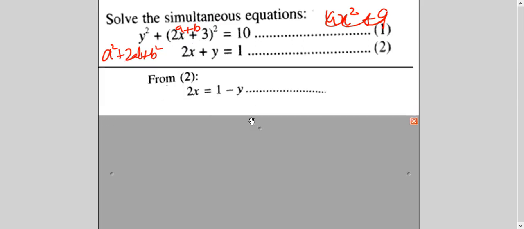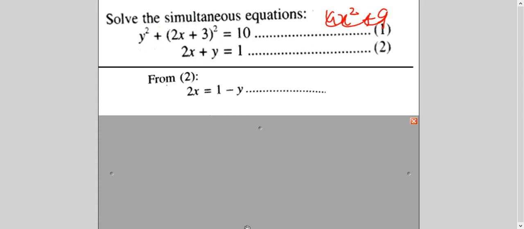Now, because we are solving simultaneously, we have to make a substitution. This is my linear equation. This is my non-linear equation. So make y the subject or 2x the subject. You have two choices. Now this is a very interesting question. Let me tell you what is happening here.